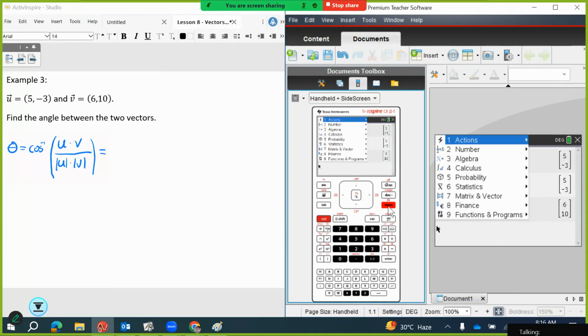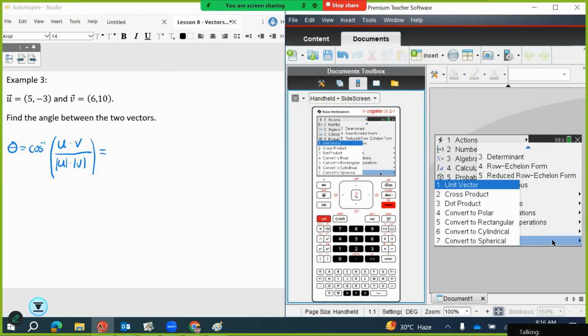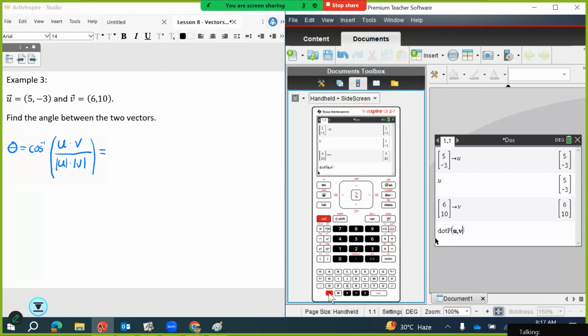If we press Menu, you're going to find a lot of useful tools here under Matrix and Vectors. If we scroll down to Vector Operations, C on mine, it's the dot product that we want. So we get a function for the dot product, and we type in u, comma, v. This will give us the dot product of u and v, which is 0. What does that mean? Perpendicular.